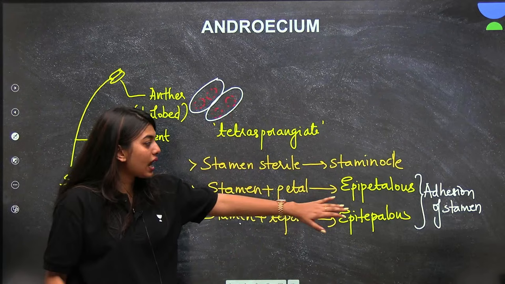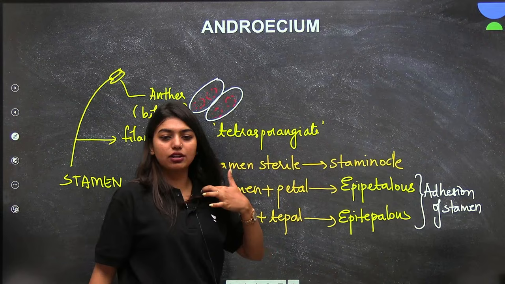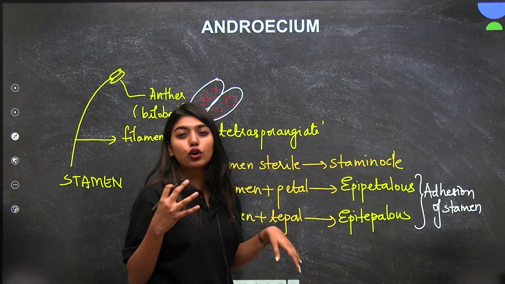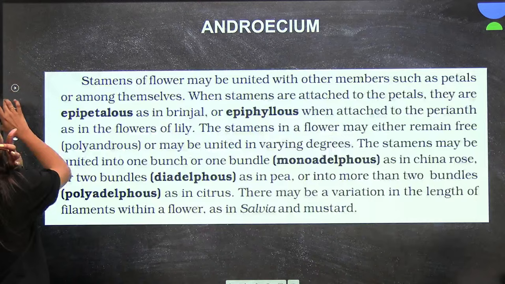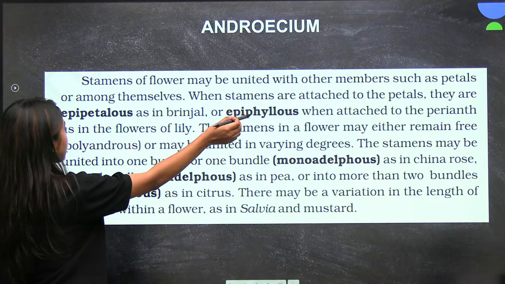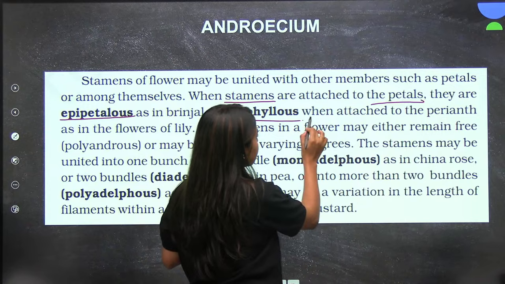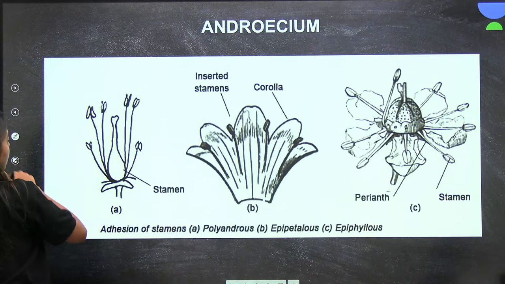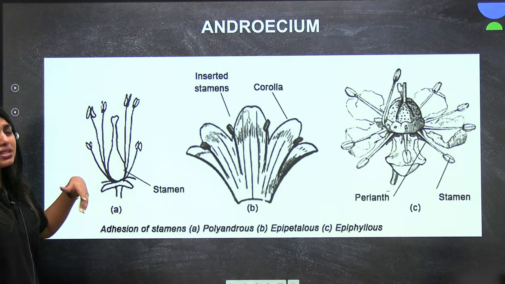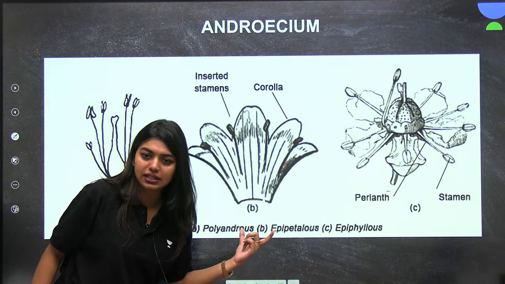Now we are going to study cohesion of stamens. Clear? Very good. Adhesion of stamens means stamens are fusing with other floral parts. Next we are going to study cohesion of stamens. This much is clear? What we just studied: when stamens are attached to petals, epipetalous. Epiphyllous is when the stamens are attached with the perianth, that is your tepals. This part, I will explain to you. Students, look here. Under adhesion of stamens, you have polyandrous condition. That means your stamens are all free. Nothing is attached to each other. Your epipetalous, right? Epipetalous means, look here.